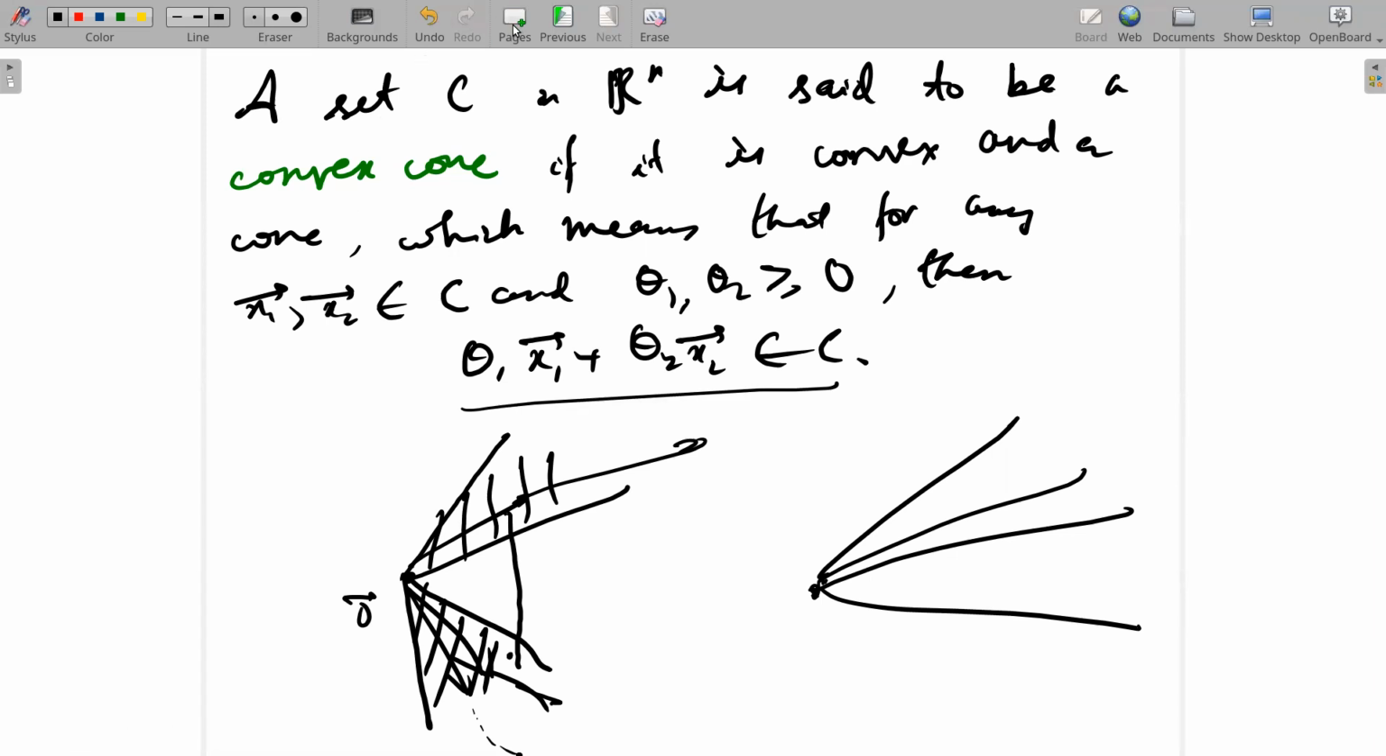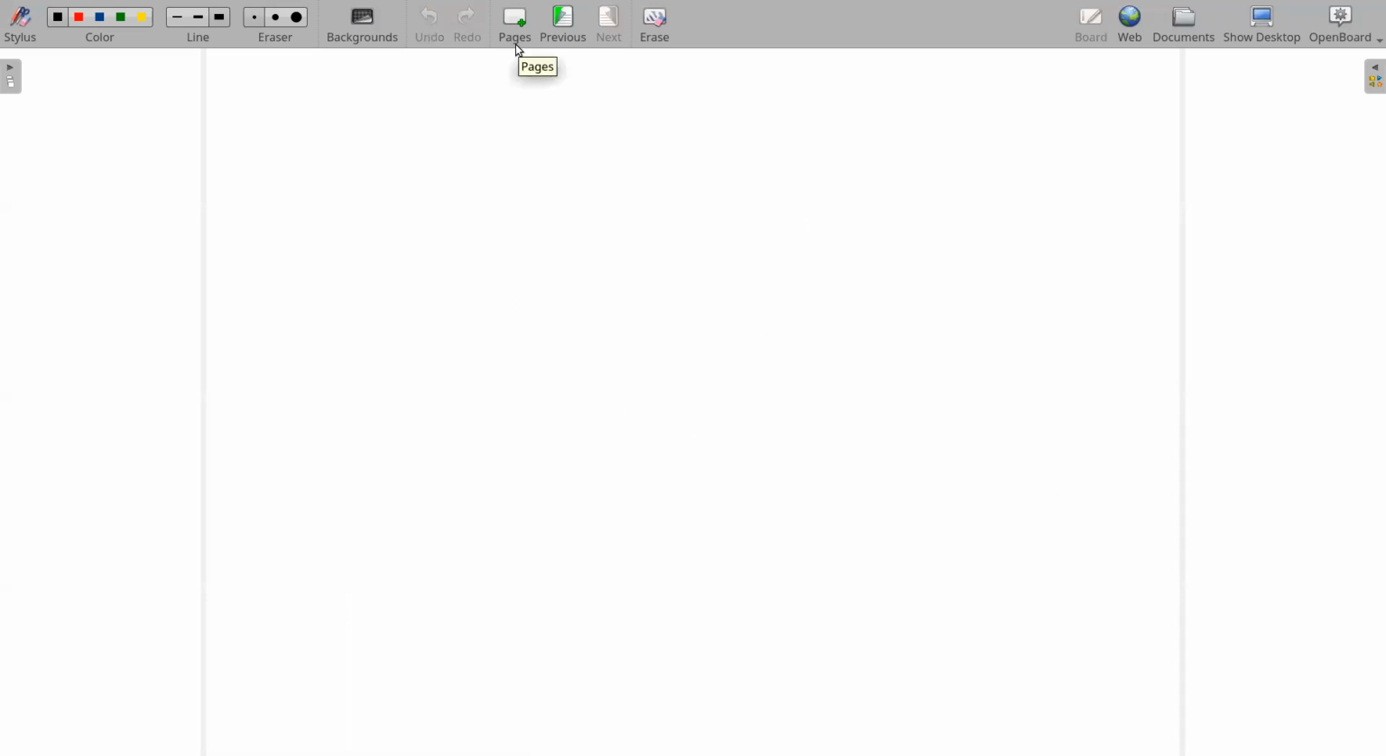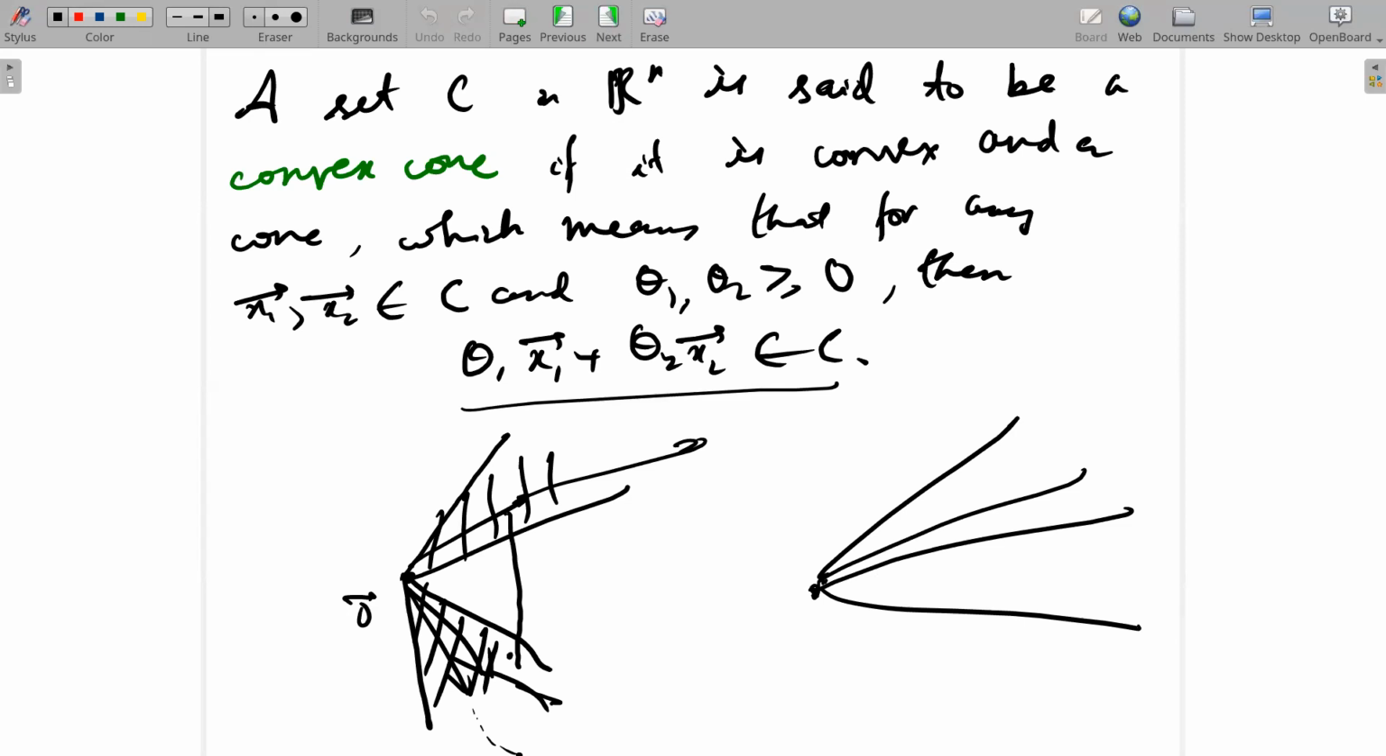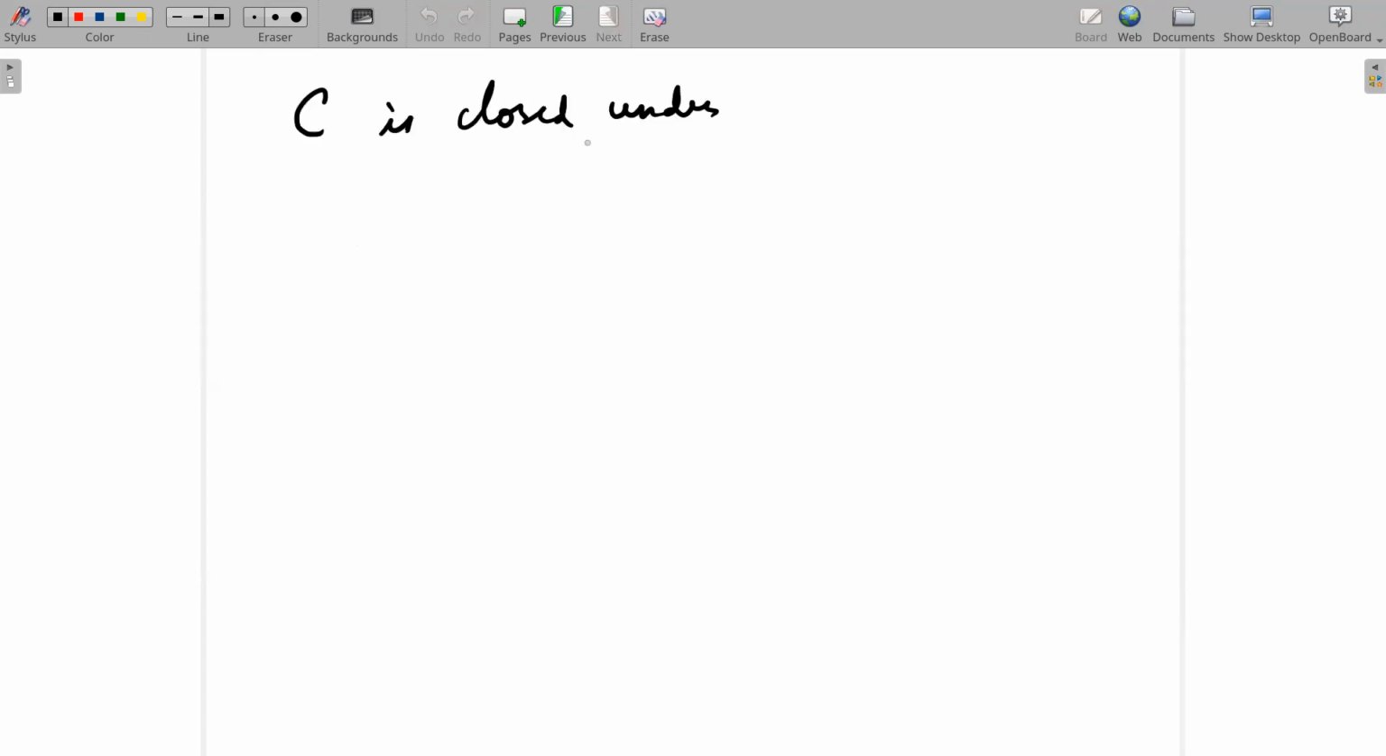Okay. So with this definition, let's just write it in words. In other words, C is closed under positive linear combinations. So closed, I don't mean in the sense of topology or metric spaces or whatever. I mean in terms of algebraic operations. So the operation is just given by this combination. So closed under taking this linear combination theta 1 x1 plus theta 2 x2. So C is closed under positive linear combinations. That is the definition of a convex cone.